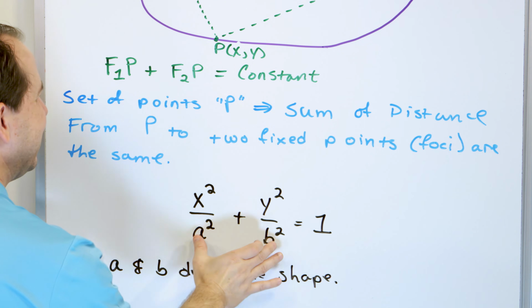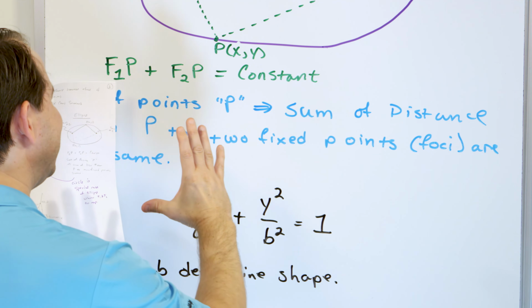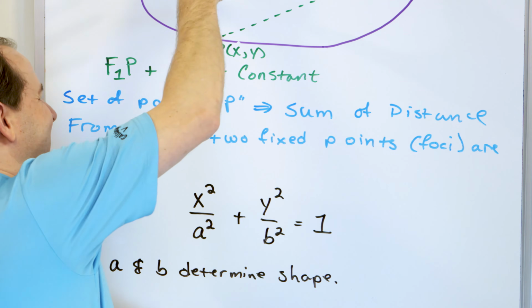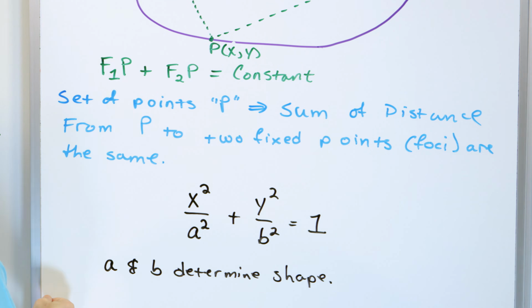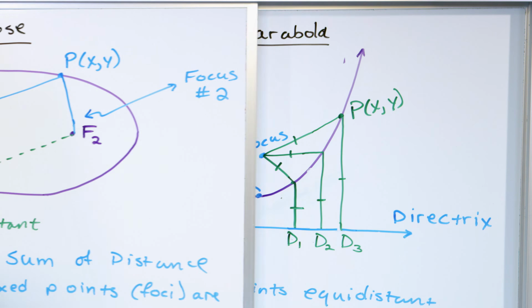The two numbers dictate the shape of the thing. Is it going to be really long and stretched? Is it going to be fat and stubby? Is it going to extend in the x direction? Is it going to extend in the y direction? This will determine, and also other things that we'll talk about later, the shape of this ellipse.